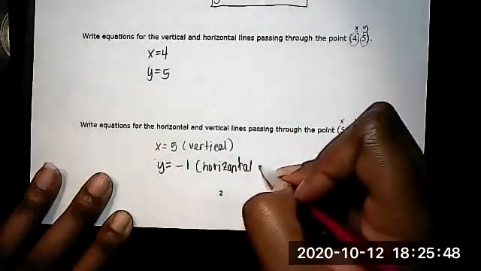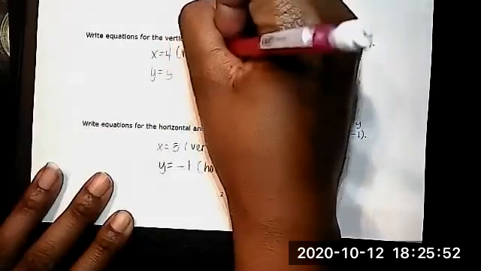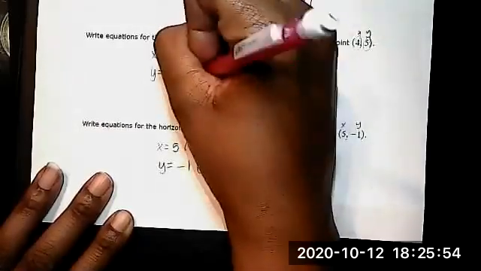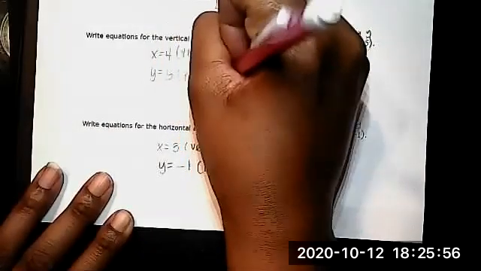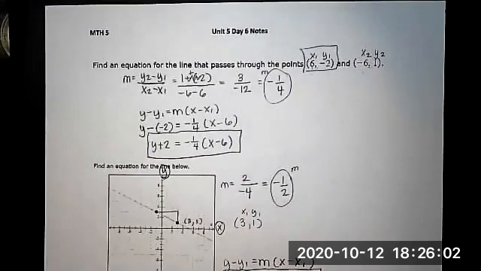Spell it correctly first. All right. So again, vertical, horizontal. Okay. And that is your Unit 5, Day 6 notes.